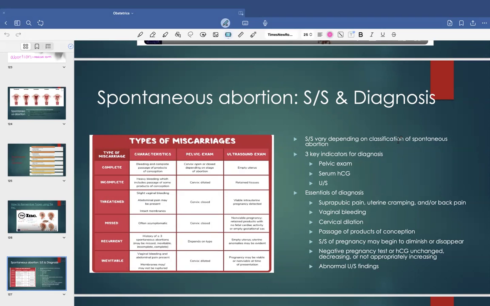A negative pregnancy test. I had a positive pregnancy test, but now I have a negative, which means that the qualitative HCG is probably down below 25. The HCG is unchanged, it's decreasing or not appropriately increasing. And then abnormal ultrasound, extrauterine pregnancy on ultrasound.